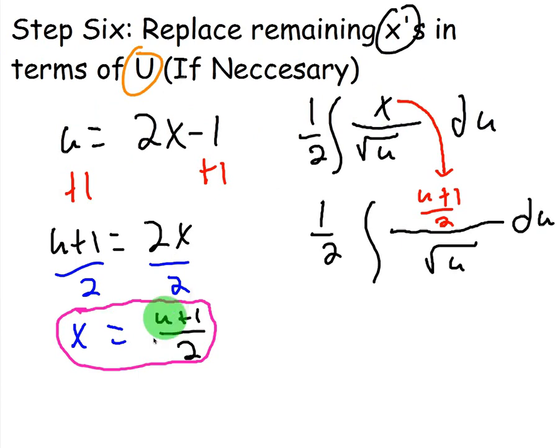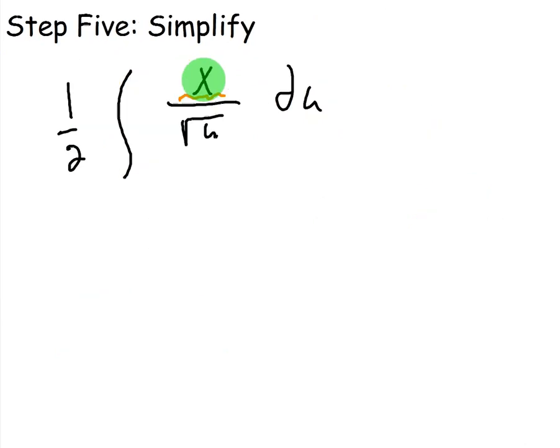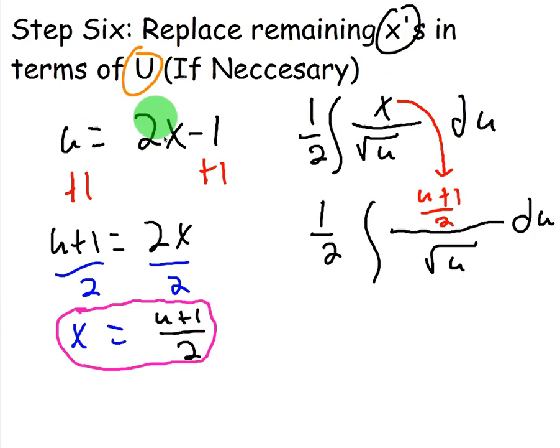This x can be replaced by u plus 1 over 2. So now everything's in terms of u, right? Now, we can't really take the antiderivative of this yet, so we're going to have to simplify this even further. But the point, again, of this step is to get rid of any remaining x's and just replace them in terms of u, which we've done.